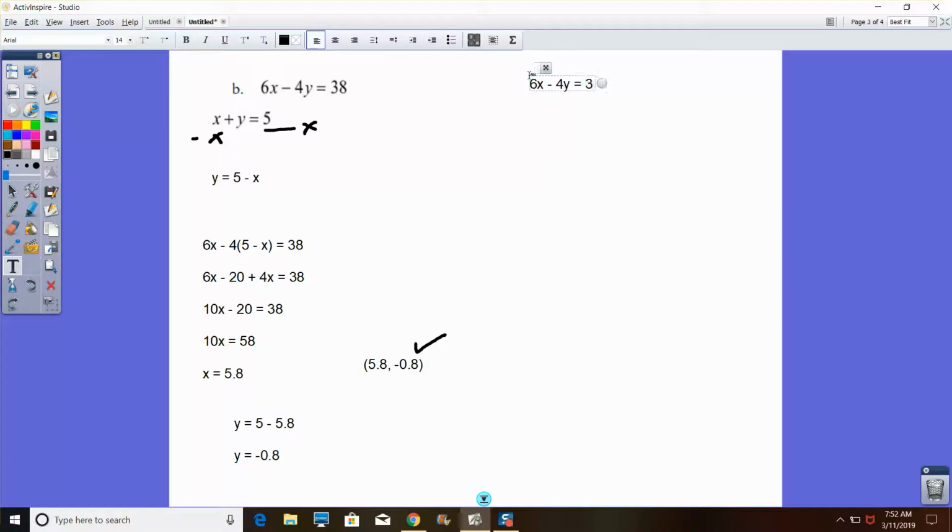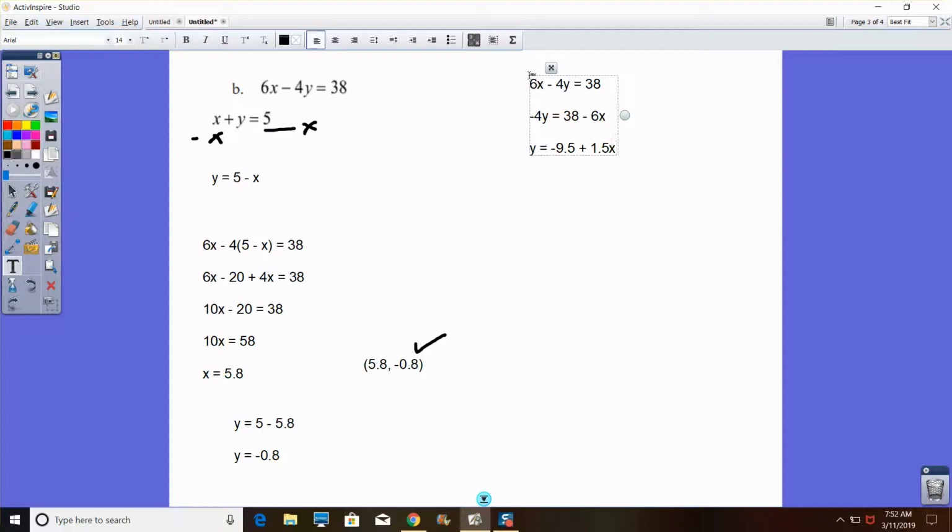So 6x minus 4y equals 38. If we're going to solve this for y, we're going to subtract 6x first, so it's going to be negative 4y equals 38 minus 6x. Now when I divide by negative 4 on both sides, we're going to get y equals negative 9.5 plus 1.5x, 3 over 2x if you prefer, right? So just to make sure, 38 divided by negative 4, negative 9.5, and then, yep, so it's 1.5x.